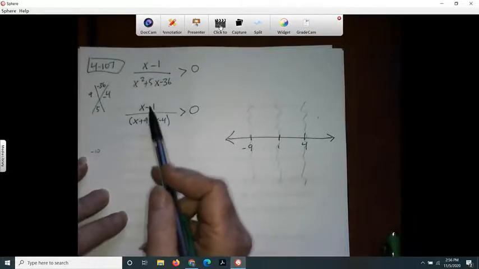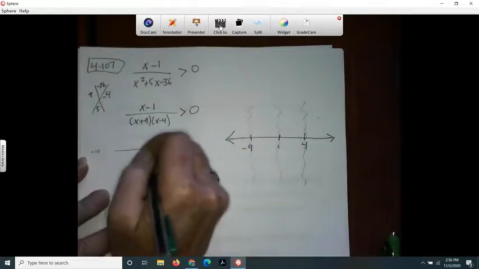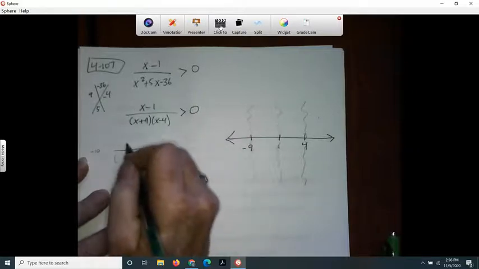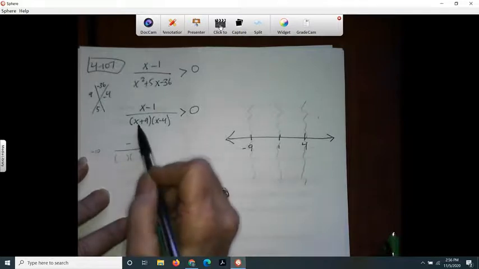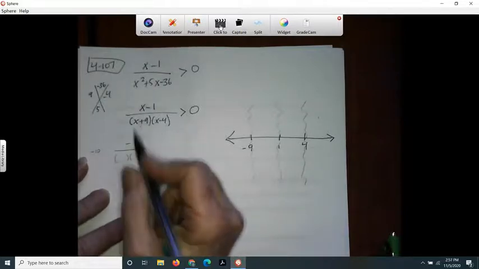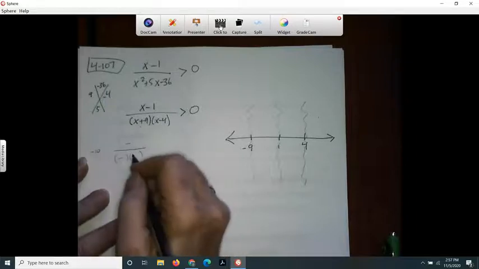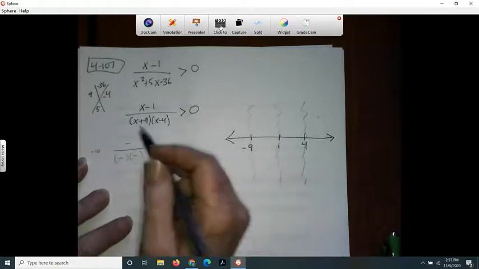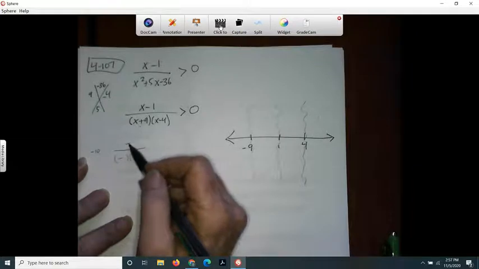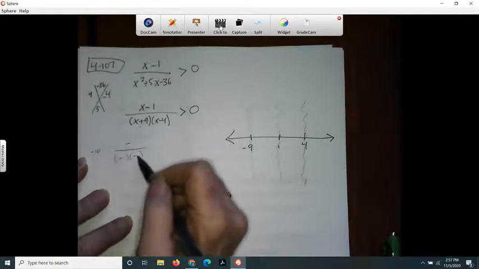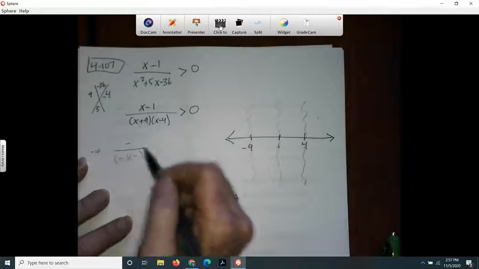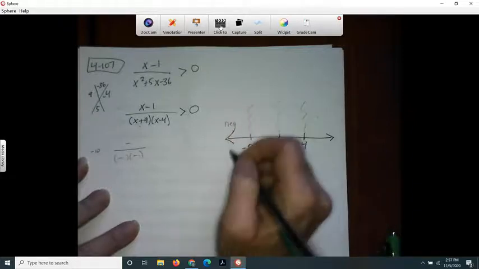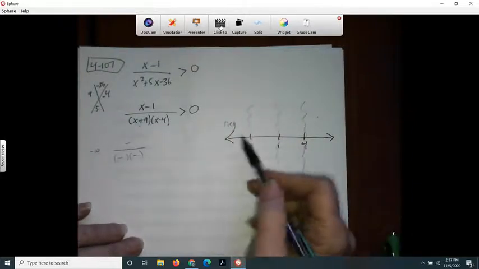I'll make a little picture of my fraction. So I'm going to have a negative numerator on my fraction. If I plug negative 10 in here, that's going to give me a negative number. And if I plug negative 10 in here, that gives me another negative number. So that makes my whole function a negative divided by, well, these will make a positive. It's going to make it negative. So I'm just going to write negative over here. Usually I just write a minus sign. So in this region, the graph is negative, because I tested negative 10.